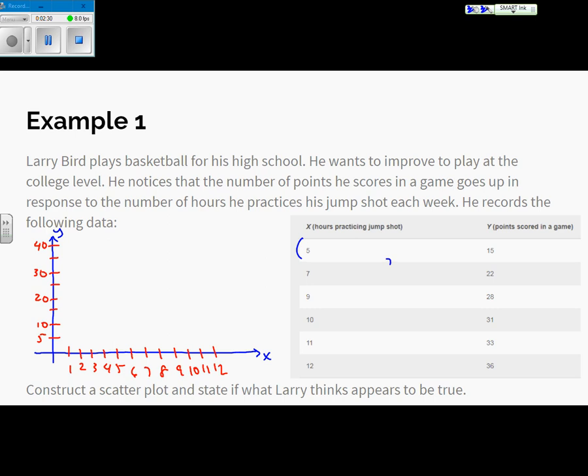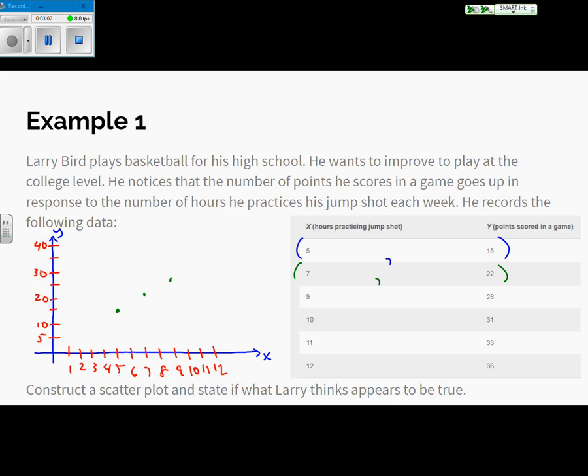I'm going to be plotting 5, 15. So that means I go over to the right 5, and then I go up 15. It's a lot easier on graph paper, I'll say. And then I go to the point 7, 22. So all of these are just going to be x, y points. 7, 22. My shadow's getting in the way on my smart board here. 9, 28. So I go to the right 9, up 28.